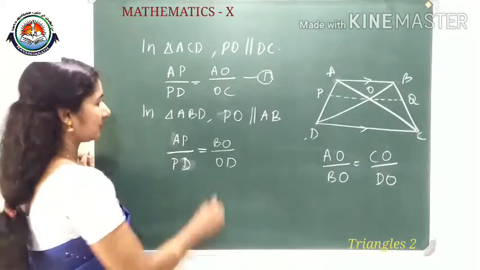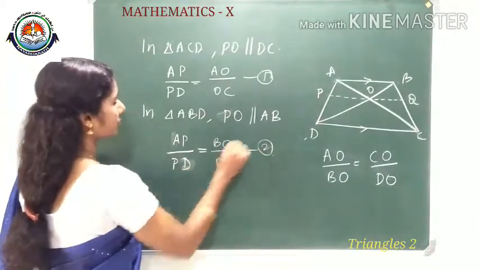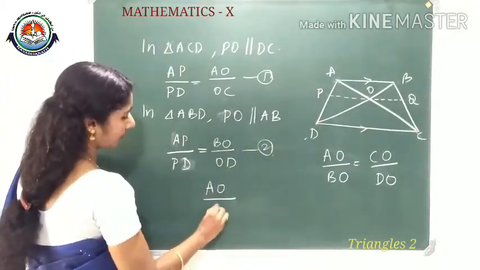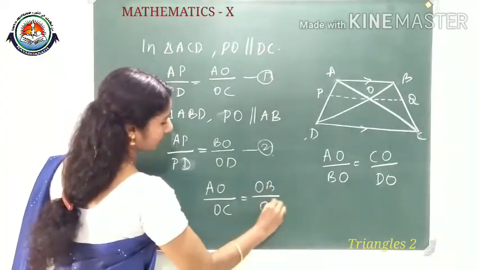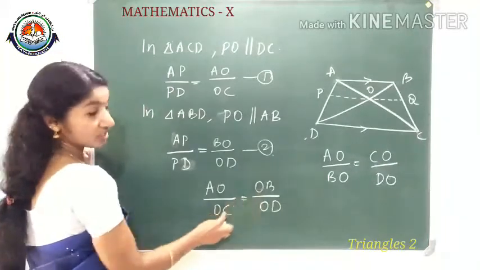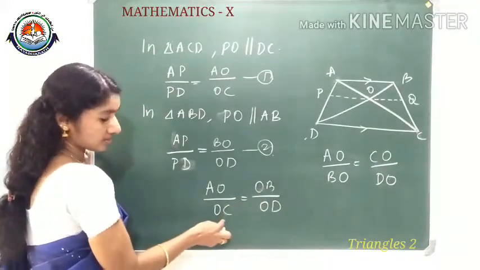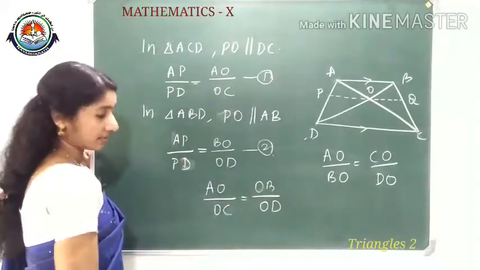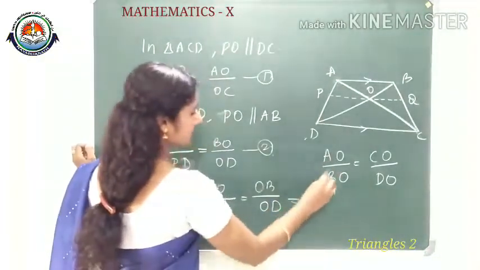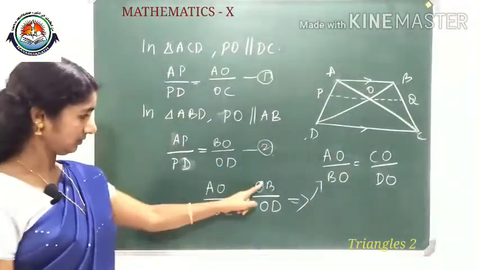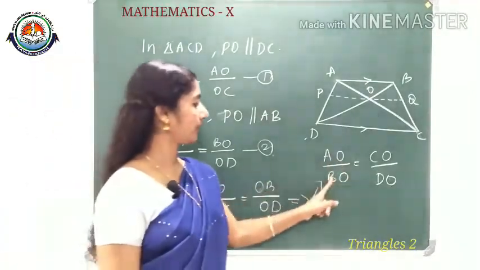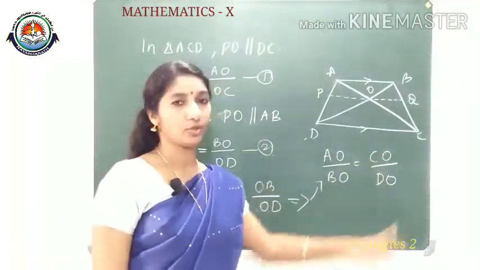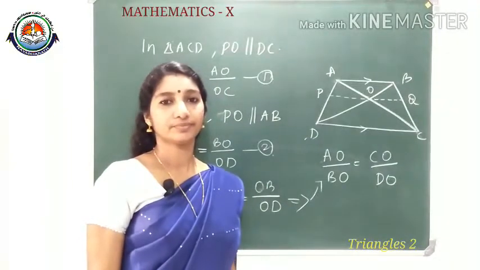Correct now? Then see, from equation number 1 and 2 we are getting AO by OC is equal to BO by OD. Then change these two: OB let it be on the left side, OC take to that side, which gives us this proof. OB is coming down and OC is coming up. So AO by BO is equal to CO by DO. We have given the proof.